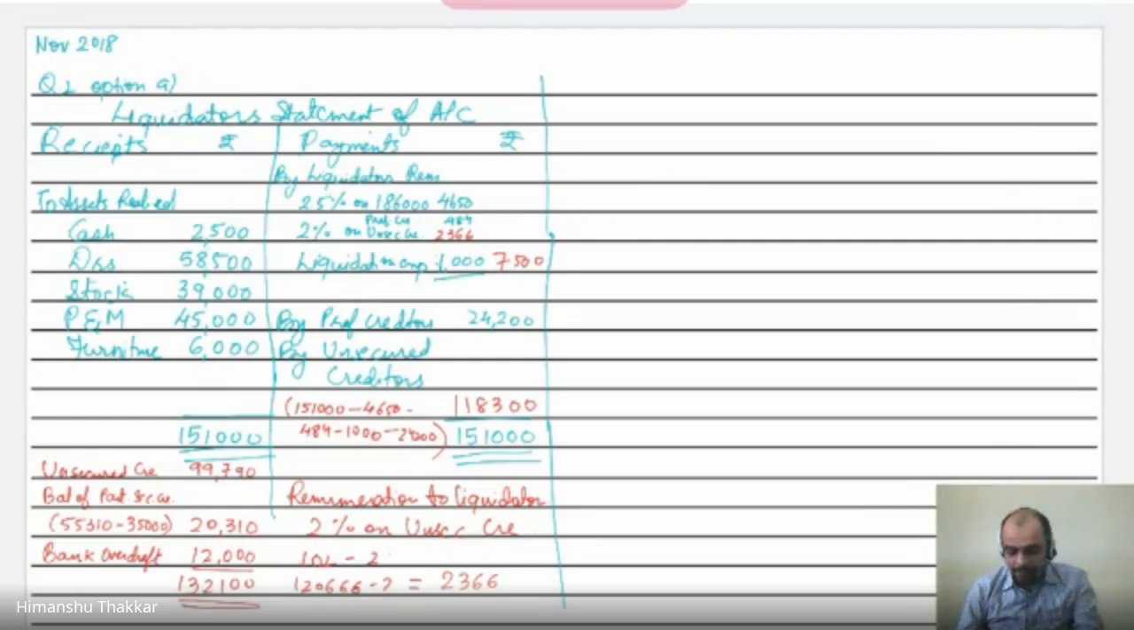First step is calculating purchase consideration. I'm starting here. Question number 3, in the books of X Limited.